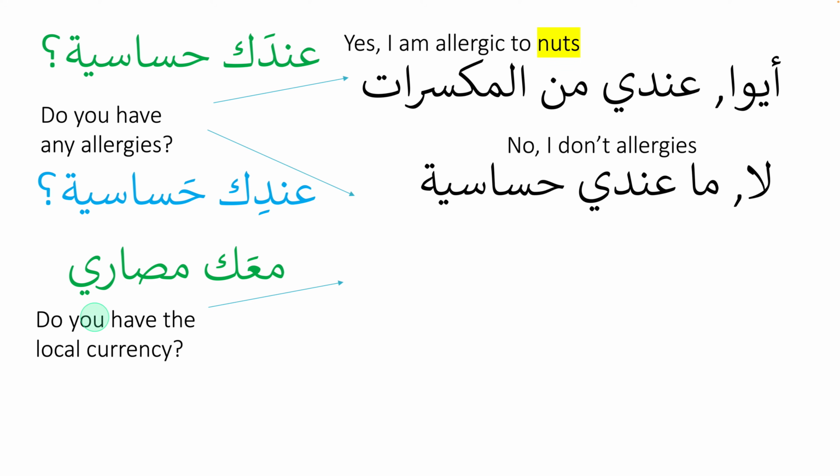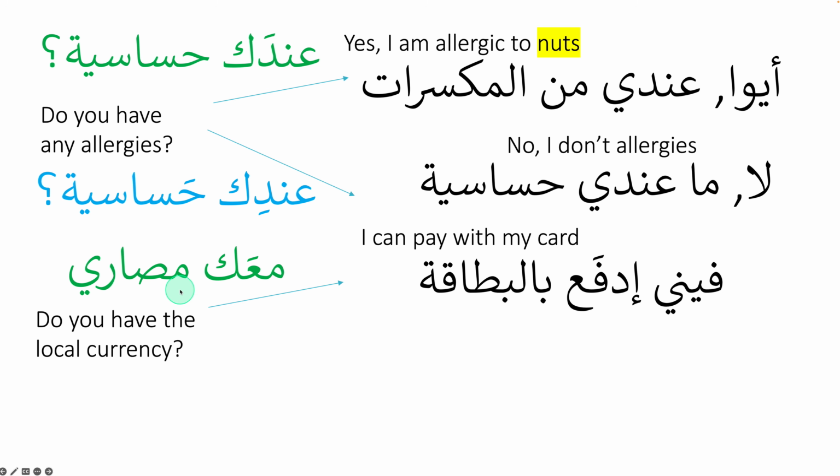And if you ask about whether they have money or not, you could say معك مصاري? Of course, they're friends, unless they're trying to rob you. That is a different thing. You could say فيني ادفع بالبطاقة. فيني ادفع, can I pay? بالبطاقة.